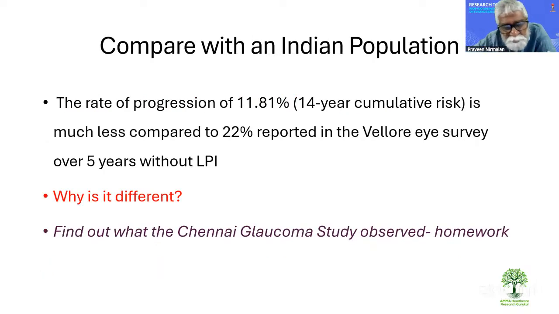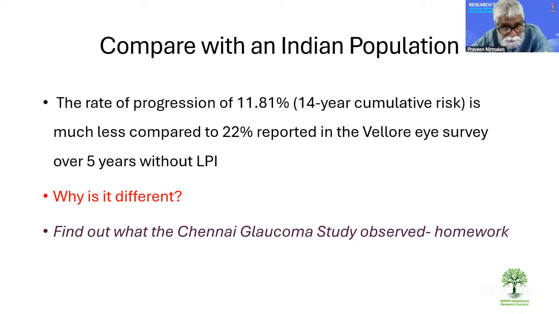The rate of progression of 11.81%, the 14-year cumulative risk, is much less compared to the 22% reported in the Vellore Eye Survey over 5 years without LPI. So you now must think, why is it different? And one reason for the difference is the way that they have defined the conditions. So the definition has made a difference.